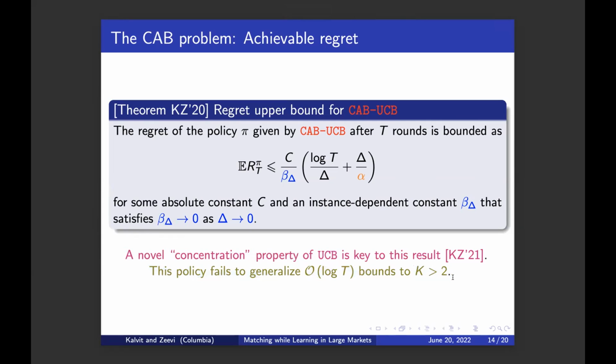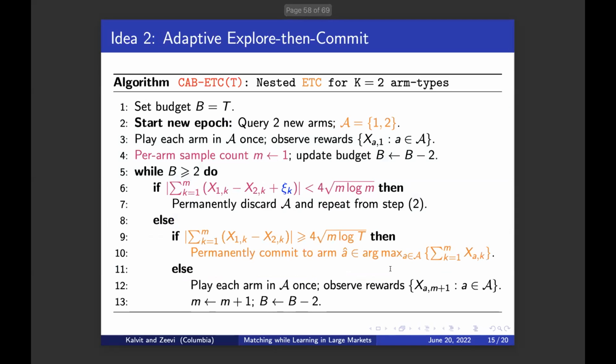So we need to come up with a new design that is able to circumvent this issue around k being 2. We propose a nested explore then commit policy that mitigates this problem. What it does on a very high level is structurally similar to the previous policy that I showed you. The only difference is that the UCB update step, which corresponds to step 9 and 10 here, is replaced by an explore then commit style step. That's structurally the only thing that is different between this algorithm and the previous one.